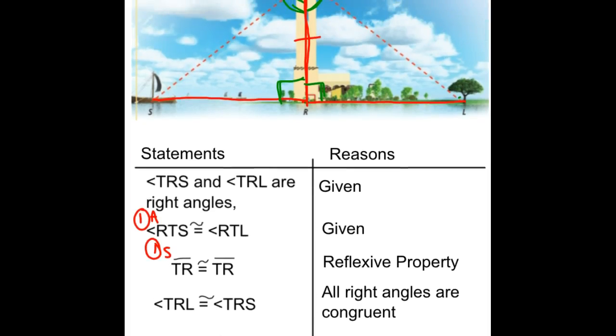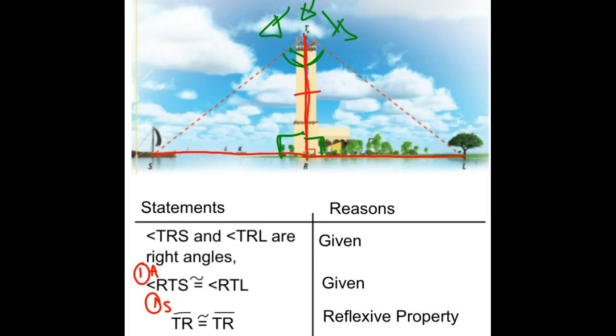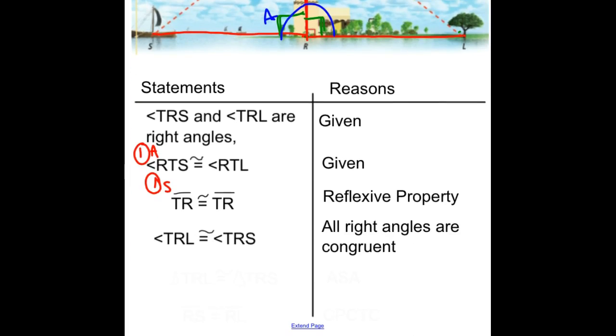Now, if you look at that, you've got a pair of angles at the top. You've got a pair of sides, and that gives you a second pair of angles. That is classic angle, side, angle congruence. So in fact, we have congruent triangles by angle, side, angle. But remember, this is a corresponding parts of congruent triangles proof. This is not a congruent triangles proof.